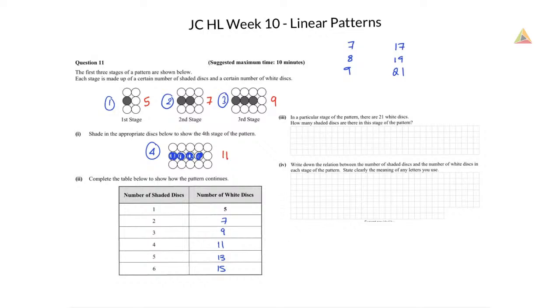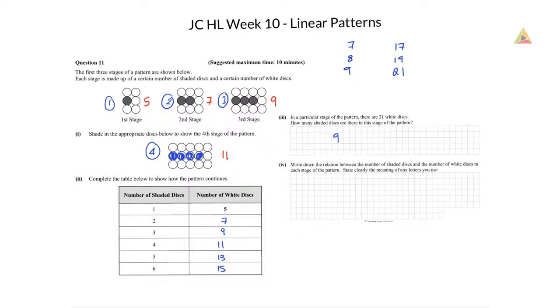in the third question. In a particular stage of the pattern, there are 21 white discs. How many shaded discs are there in this stage of the pattern? The answer is 9. So then we are asked to write down the relation between the number of shaded discs and the number of white discs in each stage of the pattern. State clearly the meaning of any letters that you use.